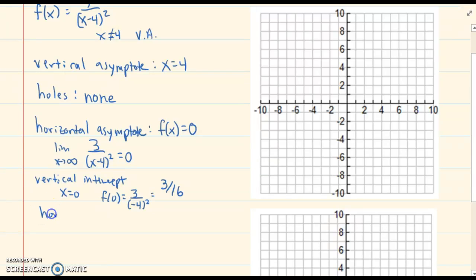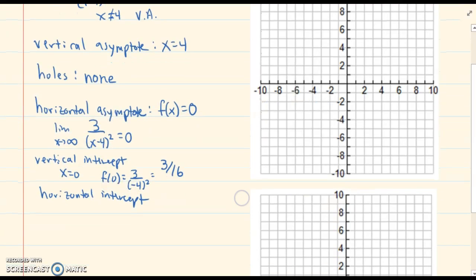And then the last part of this, I want to find the horizontal intercept. And for the horizontal intercept, I'm going to go backwards. Now I want to find where it crosses this axis, which means the output is 0. So I'm going to take my function, 3 over (x minus 4) squared, and set it equal to 0 and solve. Now, to do this, I'm going to actually set up an equation like that, and that can help me cross multiply. So 1 times 3 gives me 3, and 0 times this quantity gives me 0. So lo and behold, there is no horizontal intercept.